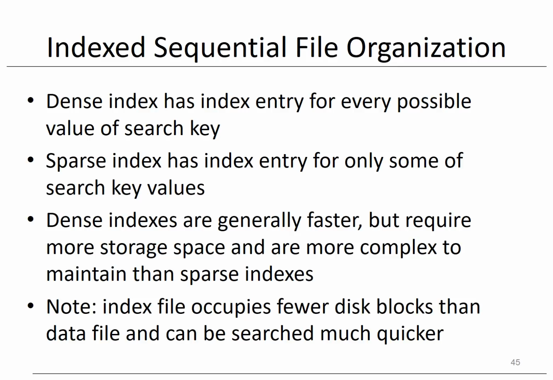A sparse index, on the other hand, has an index entry for only some of the search key values. Each entry refers to a group of records, and there are fewer index entries than with a dense index. Dense indexes are generally faster, but require more storage space and are more complex to maintain than sparse indexes. Also note that an index file typically occupies fewer disk blocks than a data file and can thus be searched much quicker.